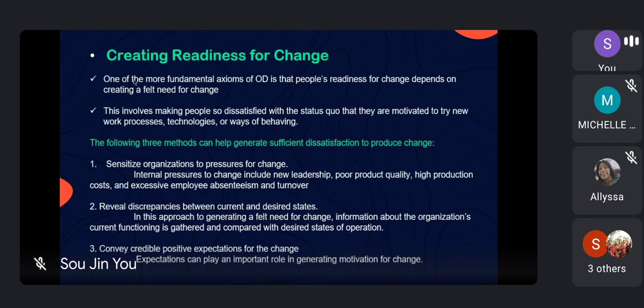And yung last, convey credible positive expectations for the change. So expectation can play an important role in generating motivation for change. So yung expectation, pwede rin siyang mag-serve as self-fulfilling prophecy. Ibig sabihin, pag yung member nag-expect ng change, mas magkakaroon ng greater commitment sa change process.